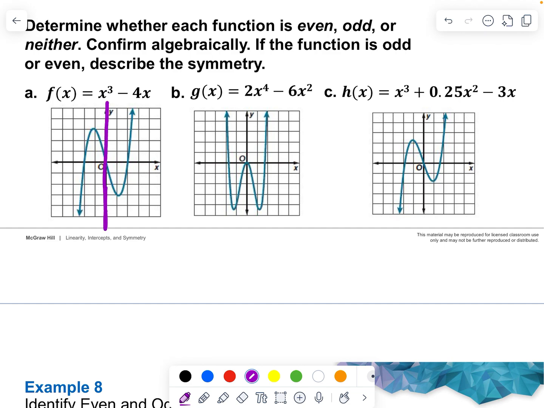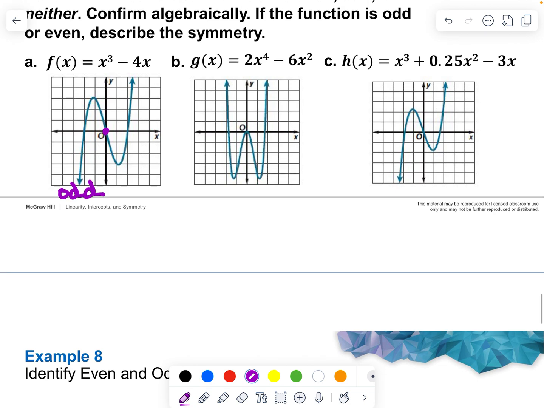It does not look like this has symmetry with respect to the y-axis, so that does not work. What about if I rotate 180 degrees about the origin? That appears that would give me the same function. So this is odd.